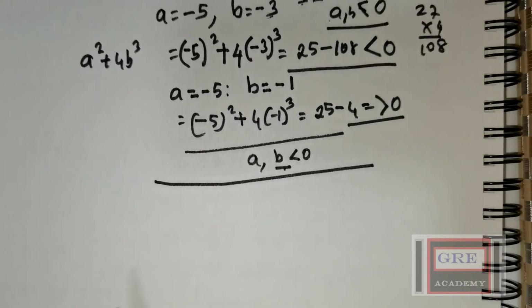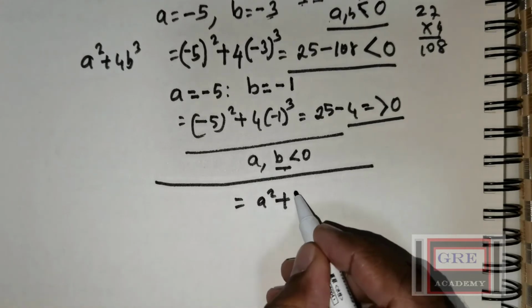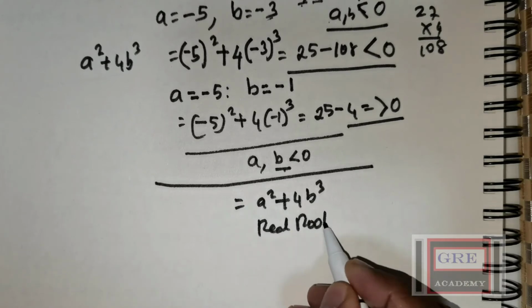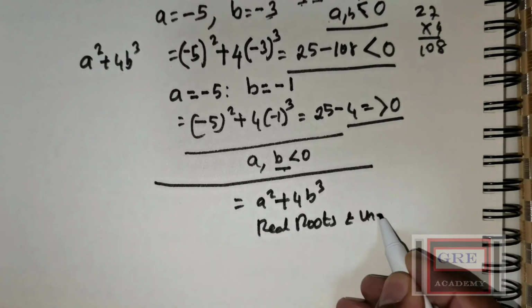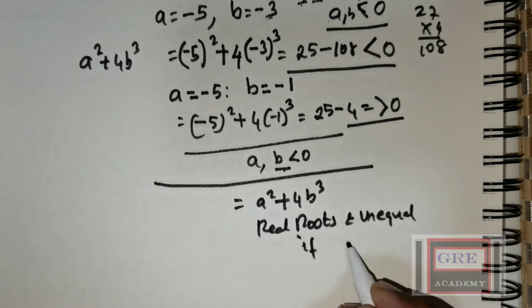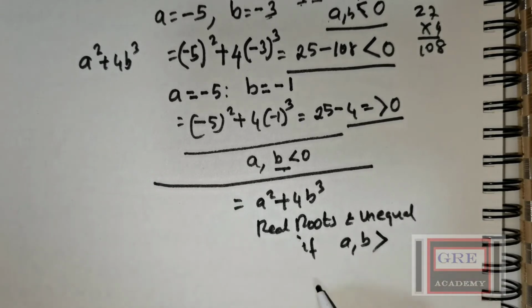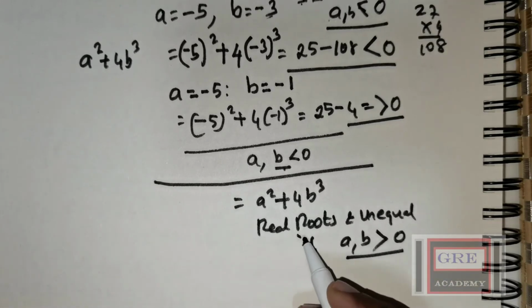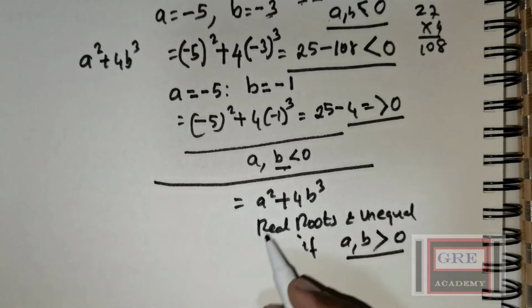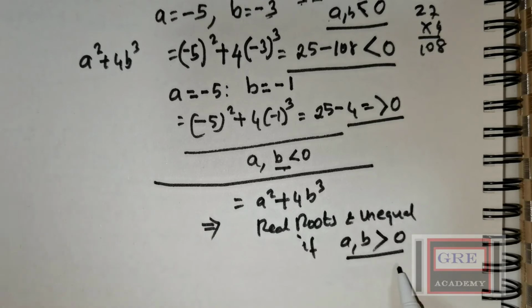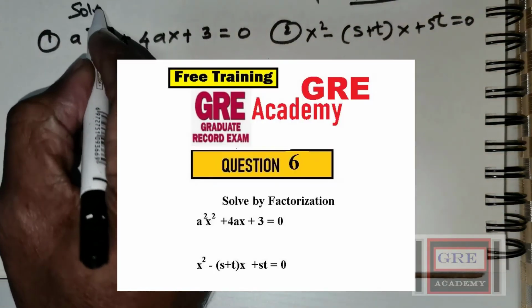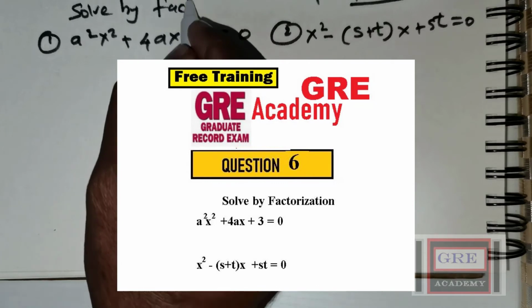The best way to conclude this is: a squared plus 4b cubed will have real roots and unequal in nature if a, b are strictly greater than 0. The roots are real and unequal. So I strongly feel this is the best conclusion that we can settle on here as far as this question is concerned. Students were given these two questions. We have to solve them by factorization.